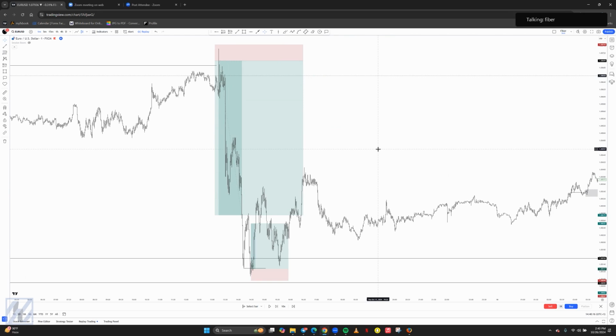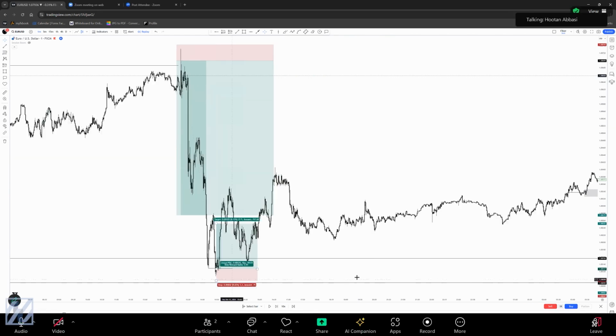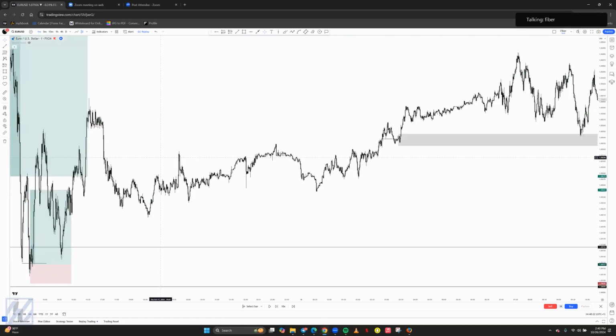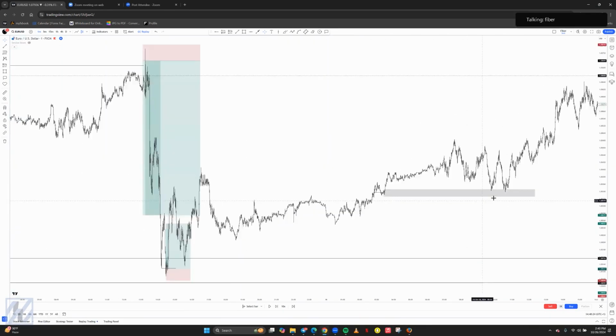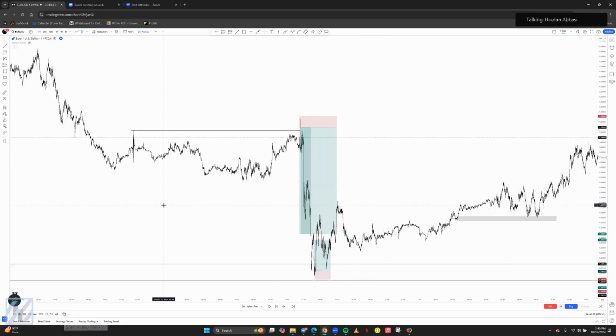Are you with me? All right. So the second buy within the range, if you're trading within the range, it has to be an MSCPI. Any more questions?